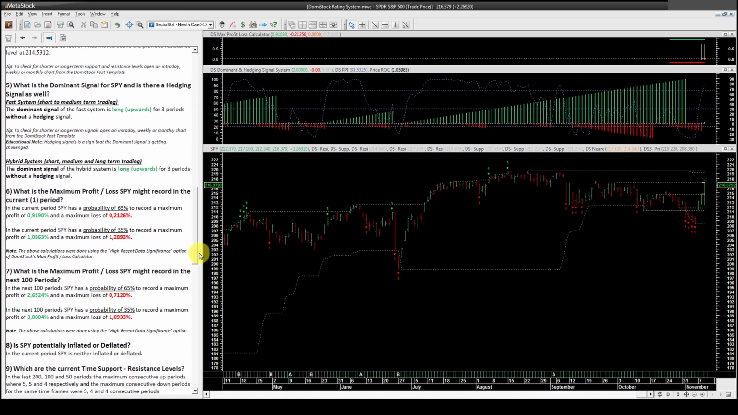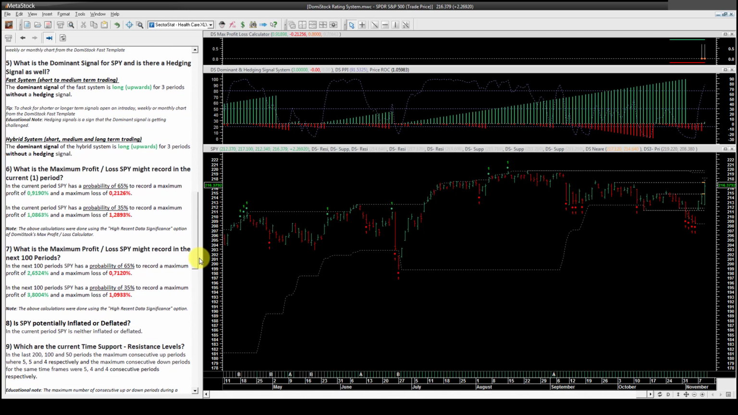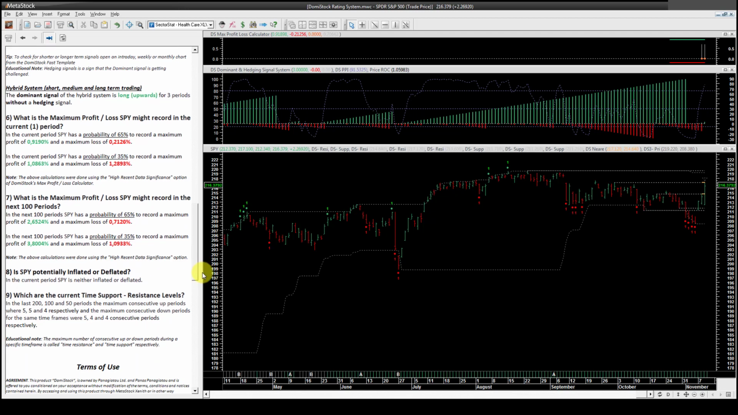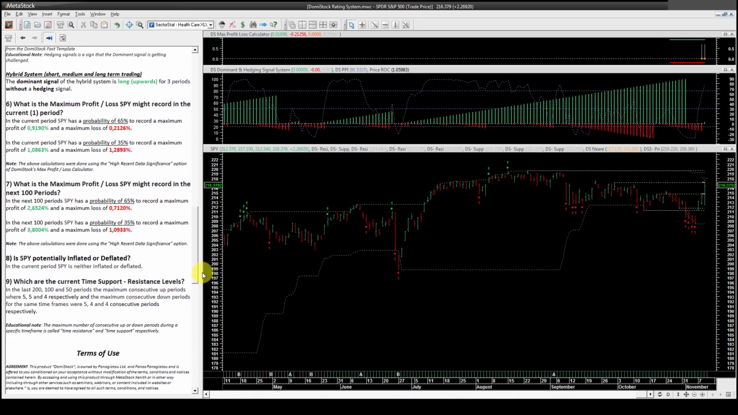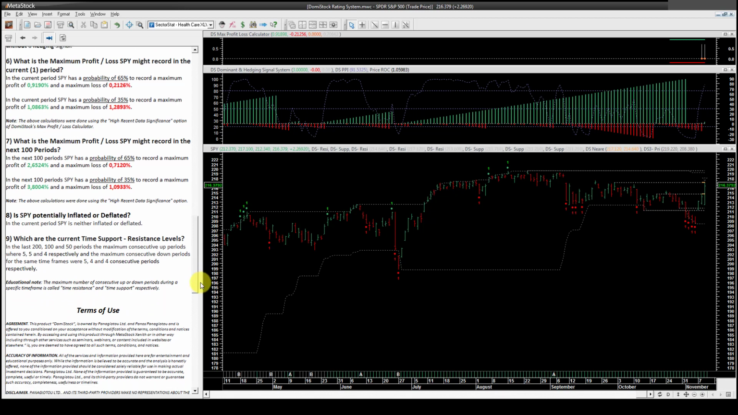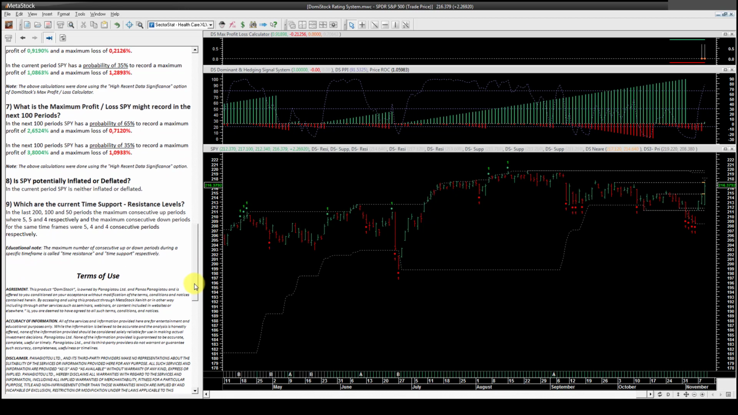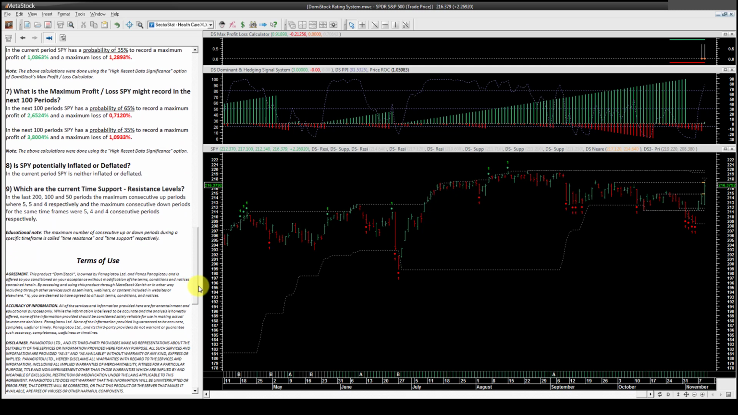6. What is the maximum profit loss it might record in the current 1 period? 7. What is the maximum profit loss it might record in the next 100 periods? 8. Is the security potentially inflated or deflated? 9. Which are the recent time support, resistance levels?